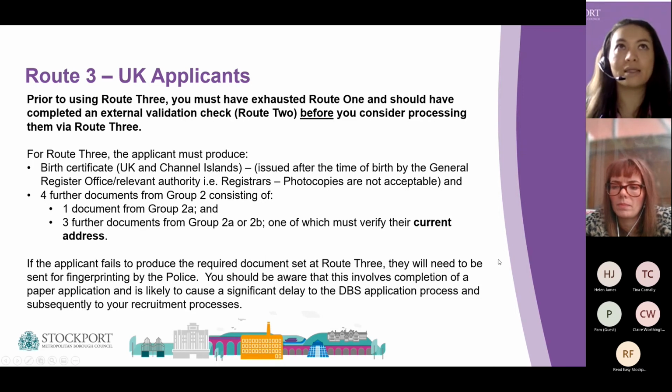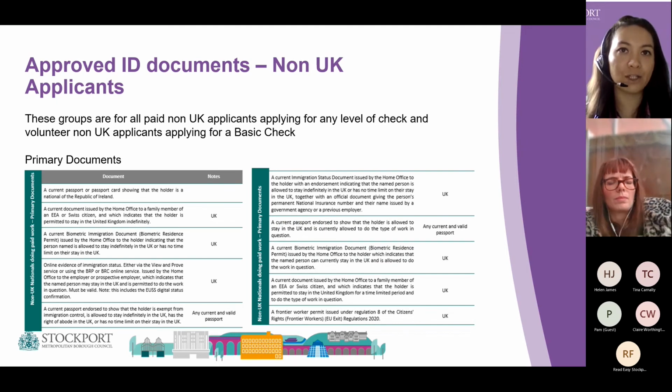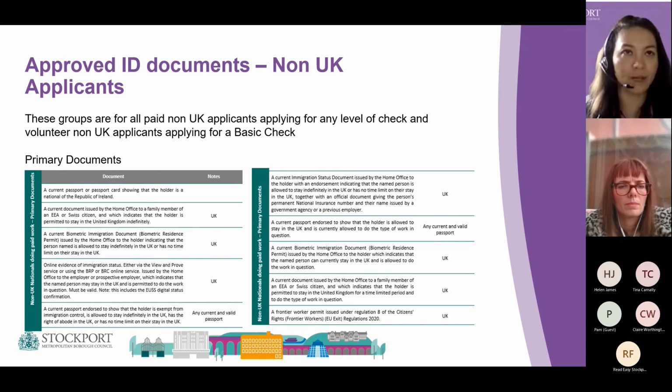Then next, I'm just going to look at people who are non-UK applicants. So this is for paid non-UK applicants, and then also volunteer non-UK applicants applying for a basic. I'll only go over the primary documents briefly, just because there's quite a few of them and there's a lot of text on these pages. But as I mentioned before, they need to provide a primary document and then 2 supporting documents. So the primary documents, I'll just go over the ones that we probably get most commonly.